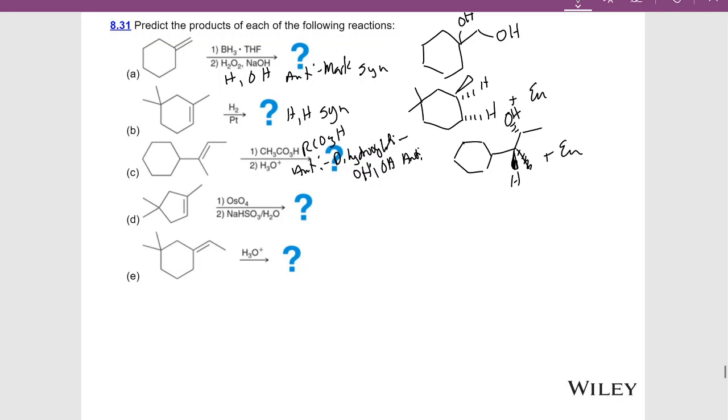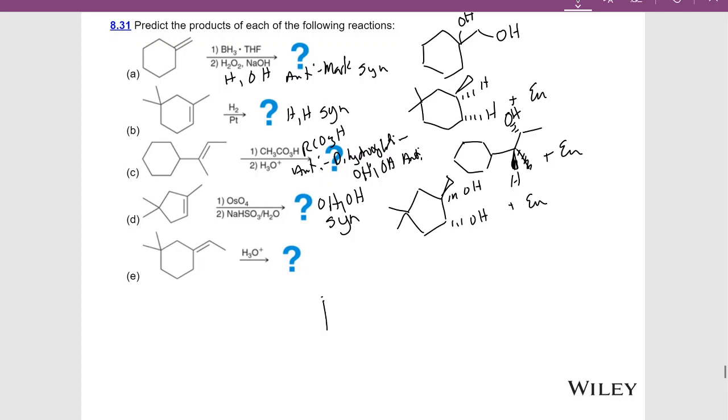Alright, for the next one, we've got osmium tetroxide. So what is that? That's OH and OH, so dihydroxylation. And this is syn dihydroxylation, so we're going to have syn addition. So that means if the methyl is on a wedge, the OH will be on a dash, and the other OH will be on a dash as well, plus the enantiomer.